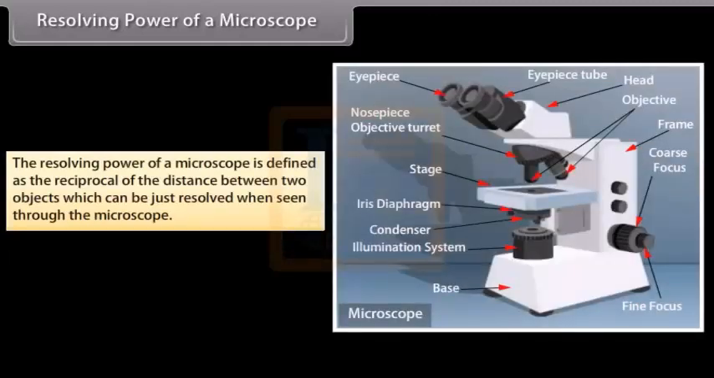Resolving power of a microscope. The resolving power of a microscope is defined as the reciprocal of the distance between two objects which can be just resolved when seen through the microscope.